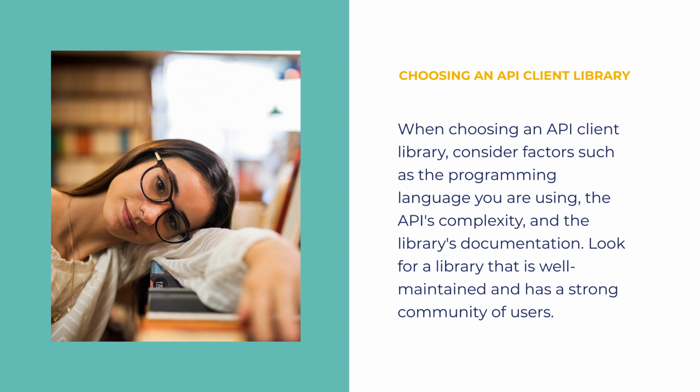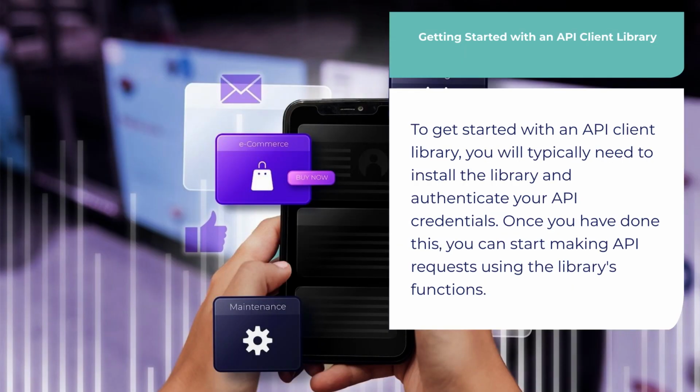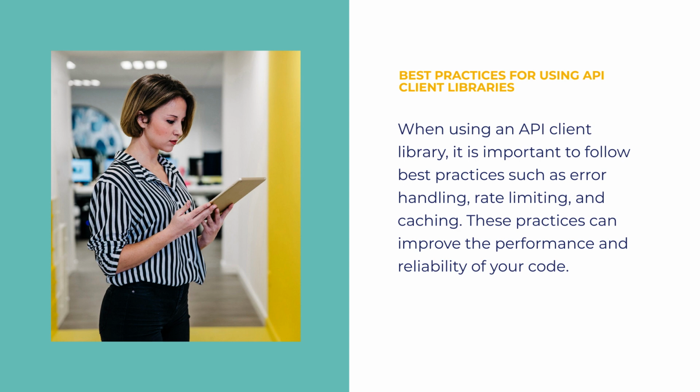Initialization. Initialize the client library with the necessary configurations, such as API endpoint URLs, authentication credentials, or API keys. Making requests. Use the library's methods or functions to make API requests. These methods often handle the underlying HTTP communication and simplify the process.